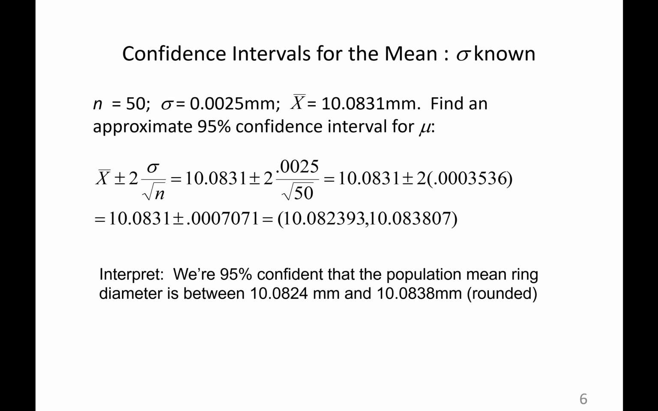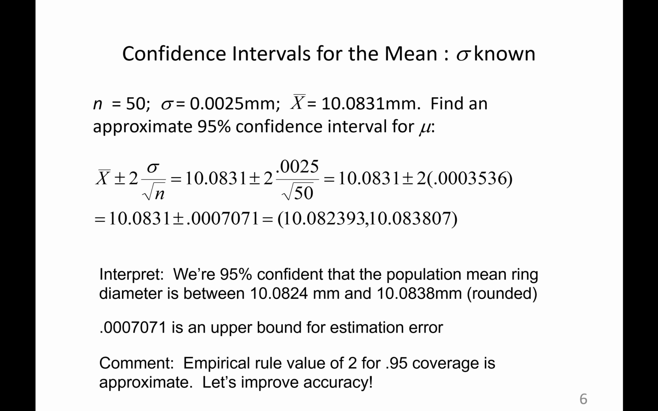And we would state that we're 95% confident that the population mean mu is somewhere between 10.0824 and 10.0838, with some rounding done. And this 0.000707 is sometimes called a margin of error or an upper bound for the estimator. In other words, at the 95% confidence level, we would say that the most the error we should expect to see is 0.000707.